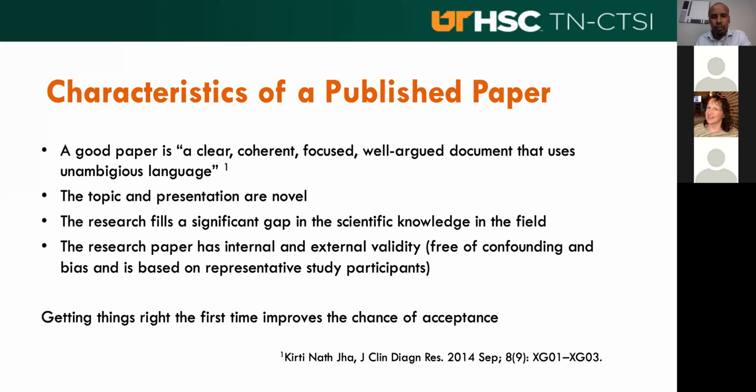And getting things right the first time improves the chance of acceptance. So once you write your scientific paper, at some point you will decide to submit to journals for publication. When you want to submit your article to scientific journals, first make sure that you have taken care of everything. Make sure that there are no typos, and the writing is consistent.